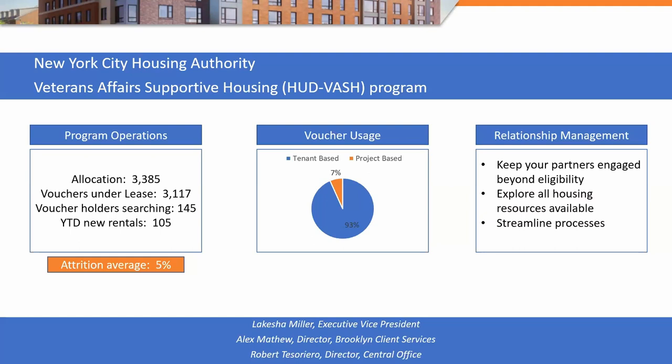Currently, we have 145 voucher holders in the VASH program that are actively searching for a rental unit. And year to date, we actually had 105 successful rentals. As you all know, with the VASH program, we're dealing with a very sensitive population. And some of the criteria that qualifies them for this program can also play later on after rental and part of managing their participation on the program. So what we've noticed in our program over the last 5 years is there is a relatively solid 5% attrition rate each year.